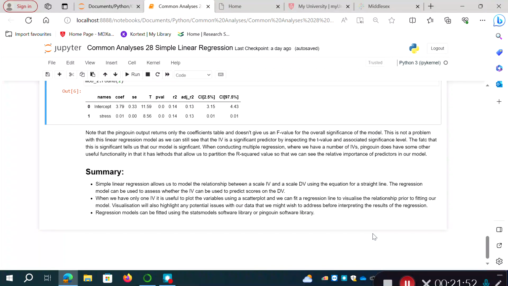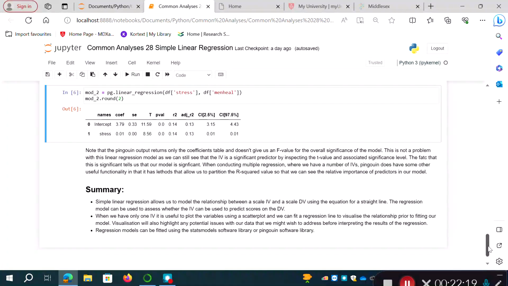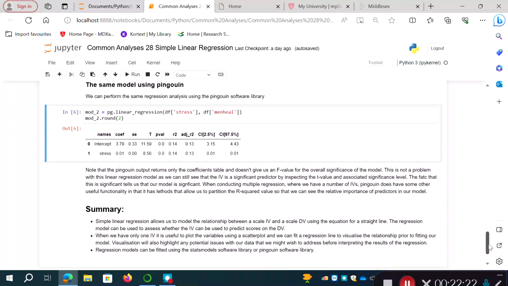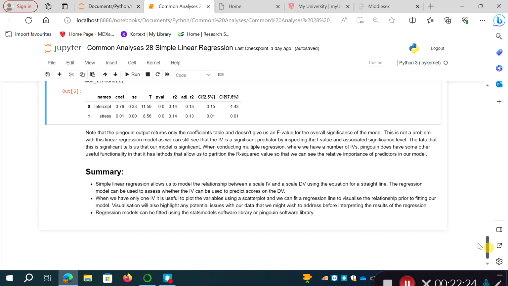Visualization will also highlight any potential issues with our data that we might wish to address before interpreting the results of the regression. We highlighted there may be some issues with this data set, but I didn't do any diagnostics to remove anything beyond just fitting the model. Regression models can be fitted using the statsmodels software library or the Pingouin software library, as I've shown in this video. Both are pretty good. Statsmodels gives you some pretty good output as well. I hope that was useful, and thank you for watching and listening.